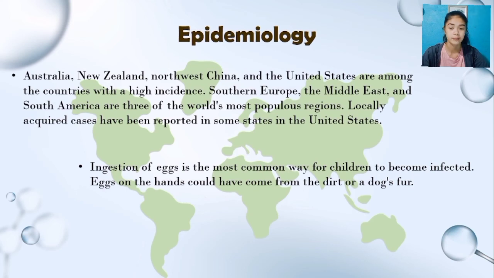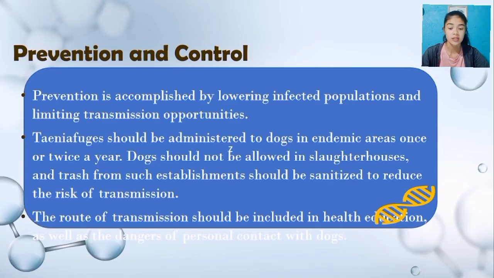Epidemiology. Australia, New Zealand, Northwest China, and the United States are among the countries with a high incidence. Southern Europe, the Middle East, and South America are also affected. Locally acquired cases have been reported in some states in the United States. Ingestion of eggs is the most common way for children to become infected. Eggs on hands could have come from dirt or a dog's fur.